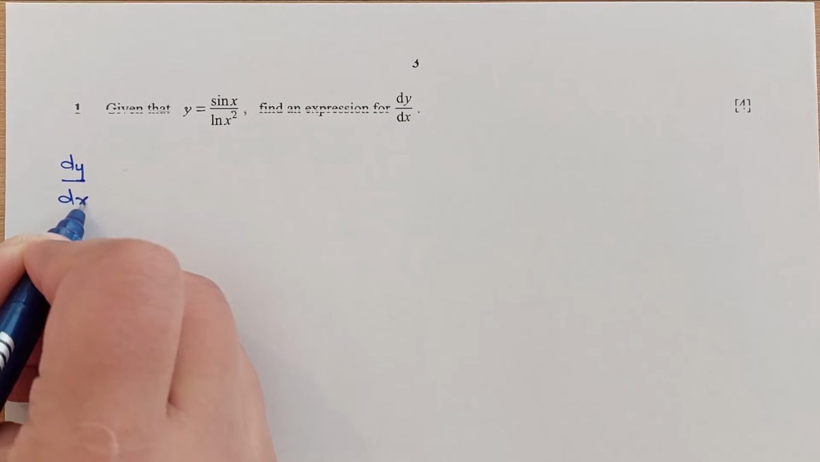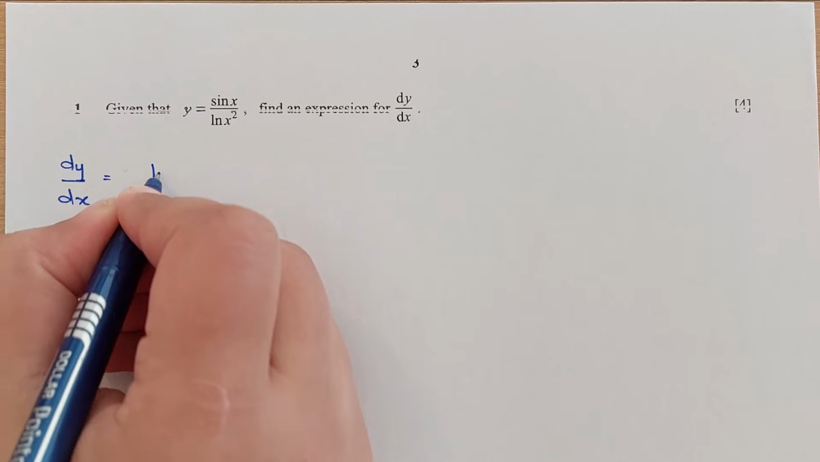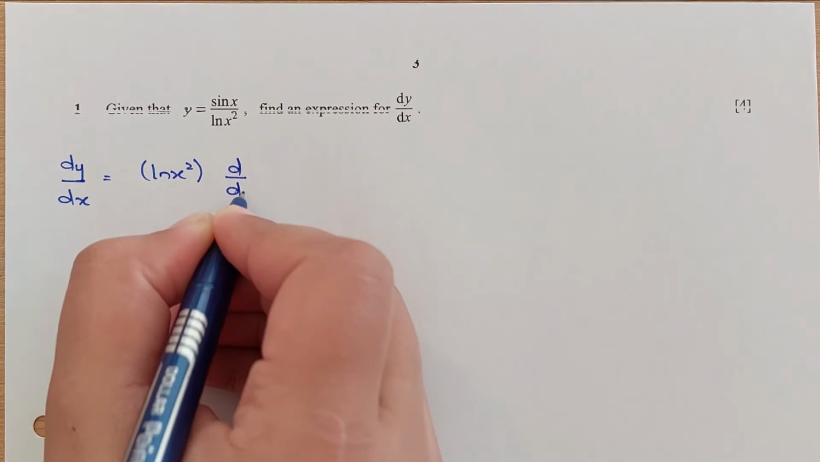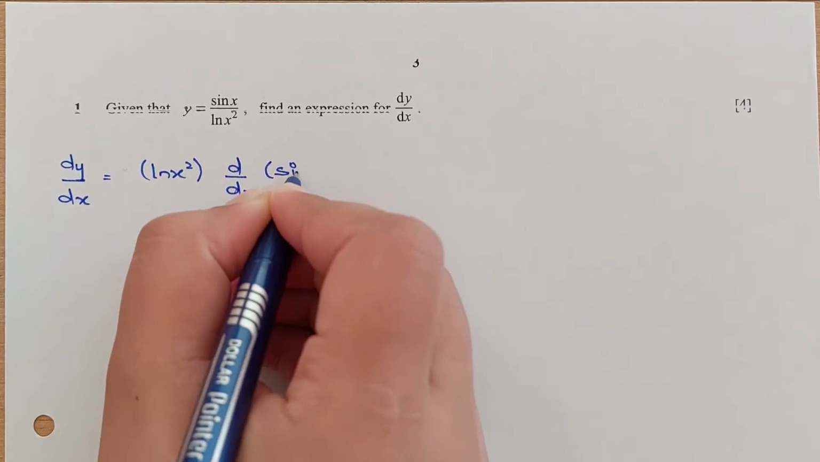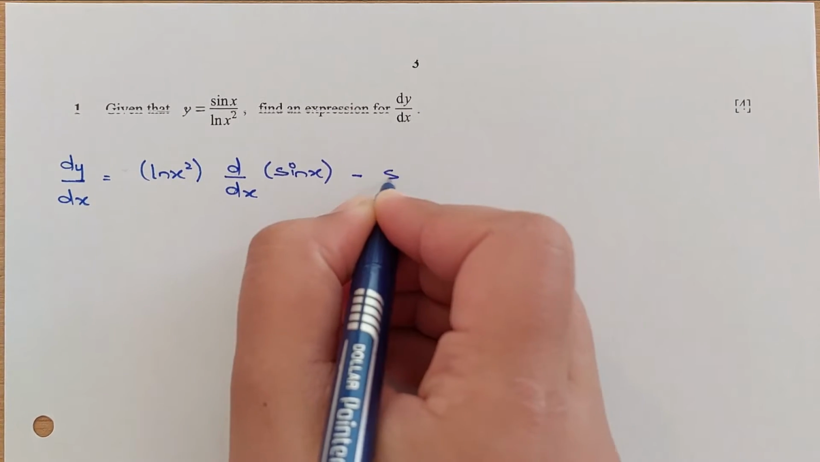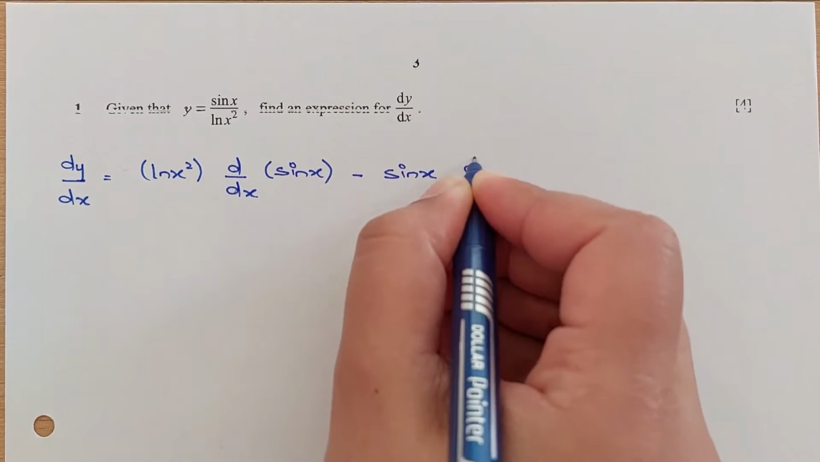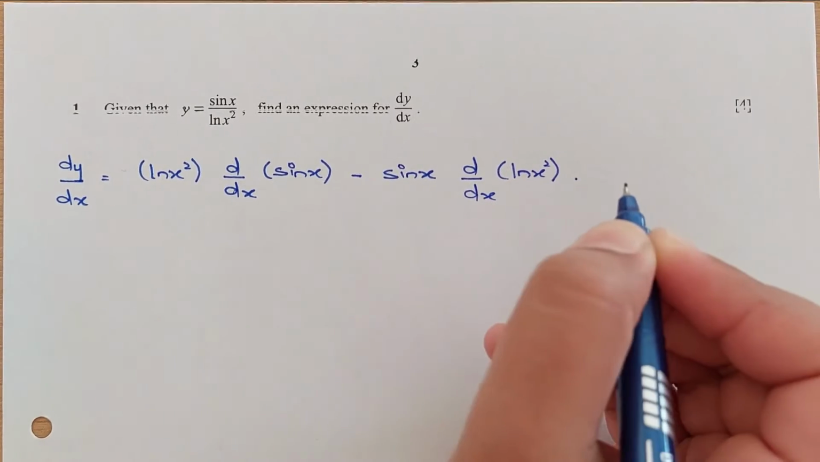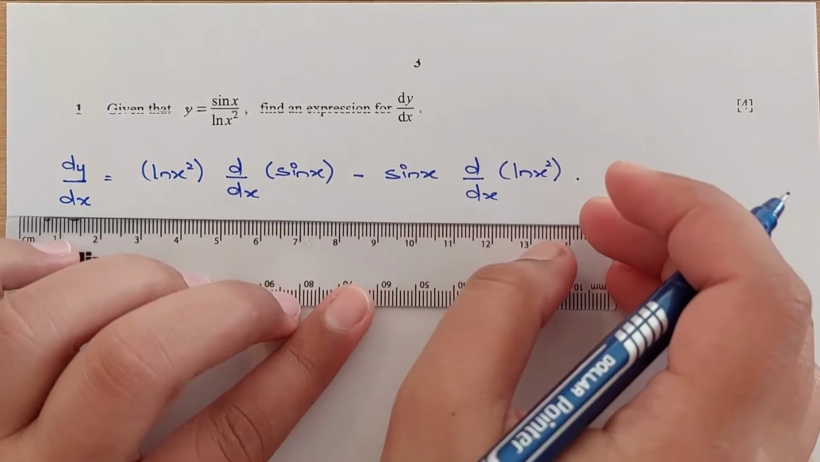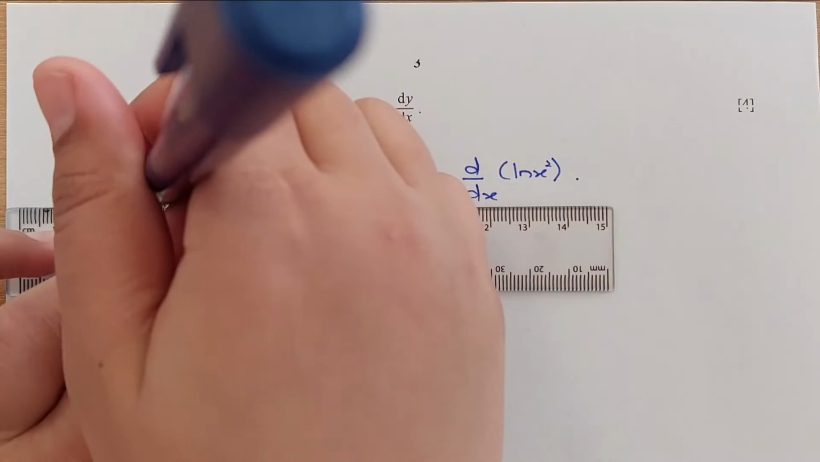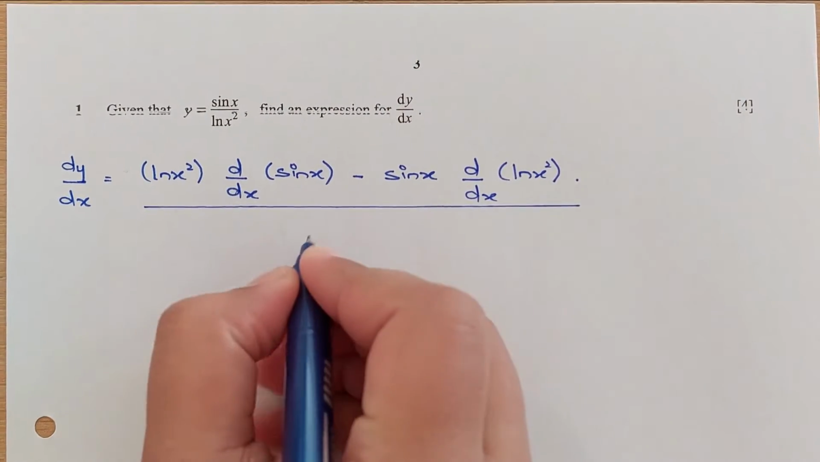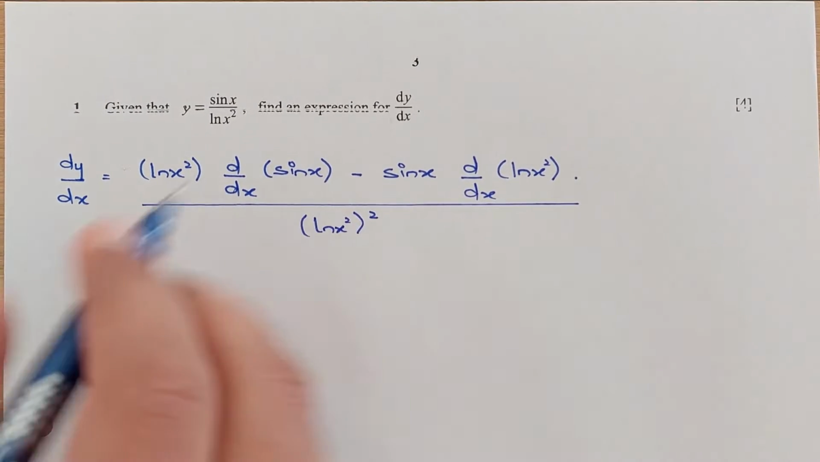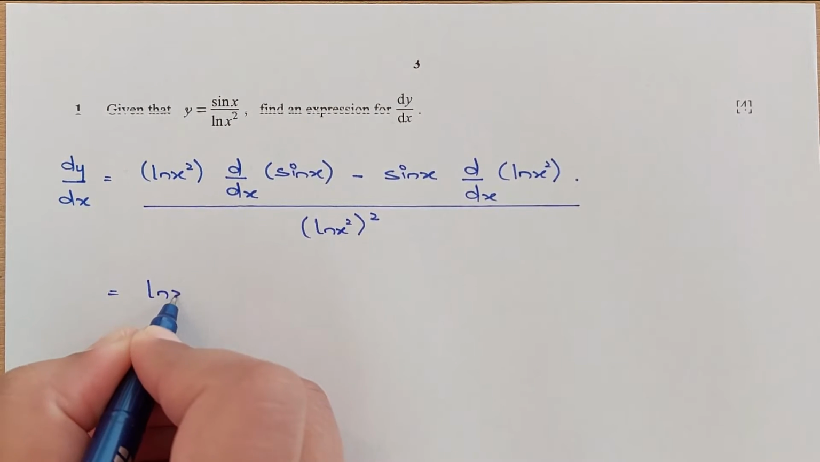So dy by dx is equal to the denominator function times the derivative of the numerator function, minus the numerator function times the derivative of the denominator function, divided by the square of the denominator function, right? The denominator function is ln x squared, its whole square, right? Now by further simplification we have ln x squared.